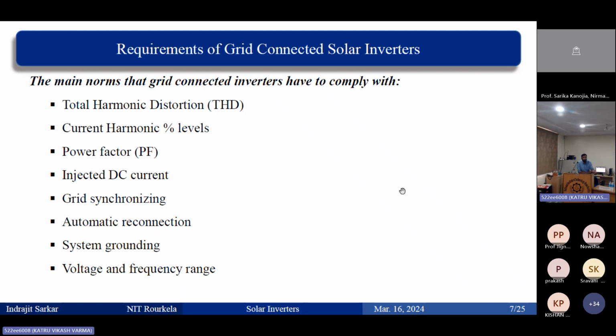The IEEE standard 519 says it should be less than 5%. So the current harmonic percentage should be less than 5%. It is misunderstood that it is voltage that we are talking about. It's not voltage. It is the current that we are injecting to the grid that should be less than 5%. There are other clauses as well, but the crucial point is that the current you inject in the grid should be less than 5%.